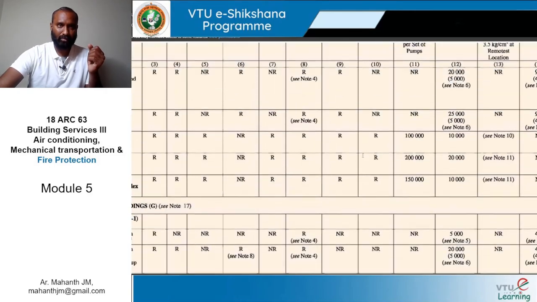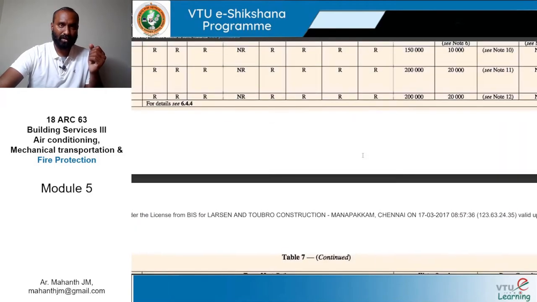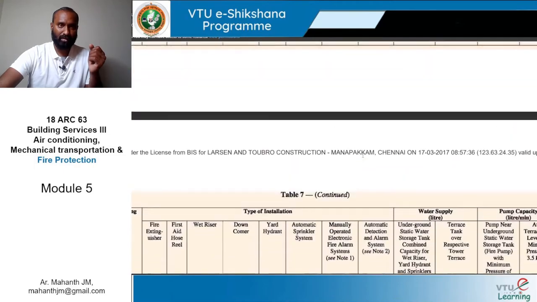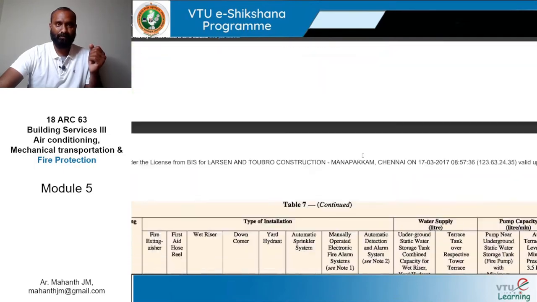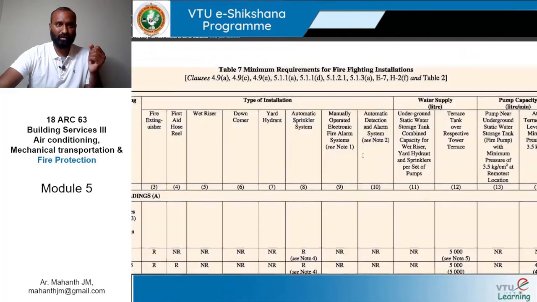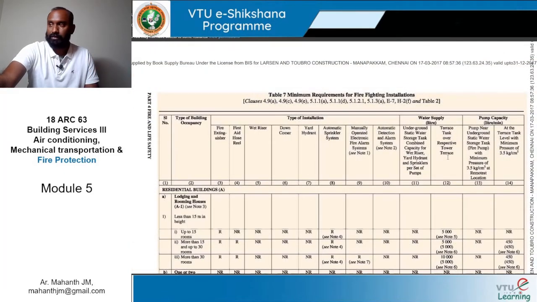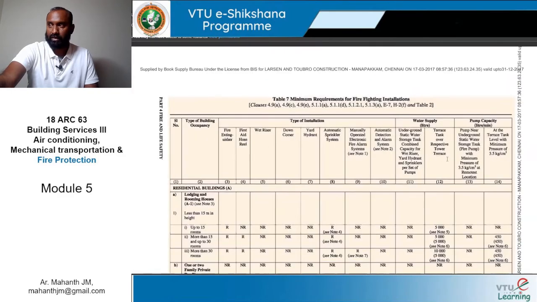Okay, it's a huge table, this is what we understand. Oh, this is real huge. So we are at table 7. I hope it's okay, the screen is completely visible. So it starts with the type of building occupancy. If you see here, type of occupancy is nothing but the A, B, C, D, E, F, G, H, and J categories that we discussed in our previous lecture.